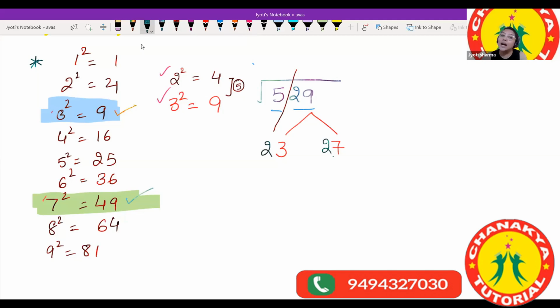Now, how to check the correct answer? How to check the correct answer? See, you know every number ending with 5, you can quickly square. 25 square is 625. 5 5s are 25, 2 3s are 6.